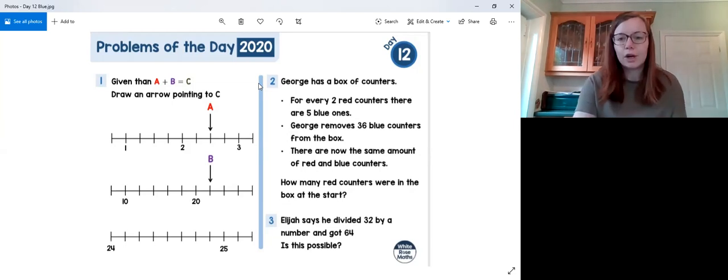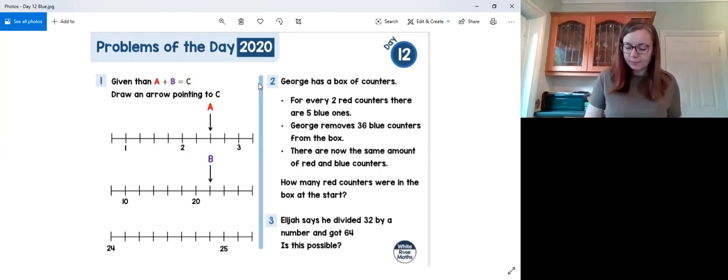Okay, let's have a go at blue question 2 next. So, George has a box of counters. For every 2 red counters, there are 5 blue ones. George removes 36 blue counters from the box. And there are now the same amount of red and blue counters. How many red counters are in the box at the start?